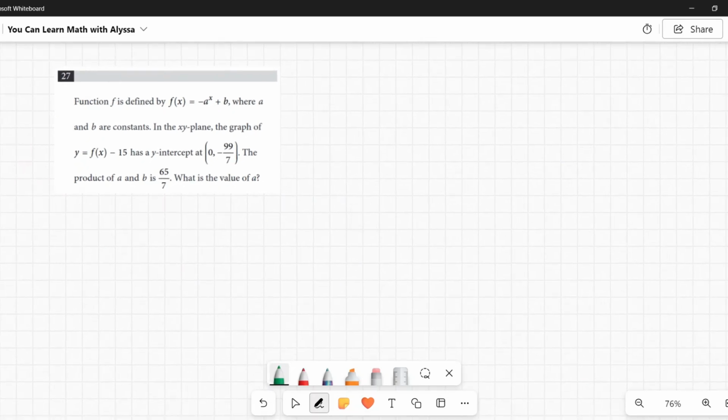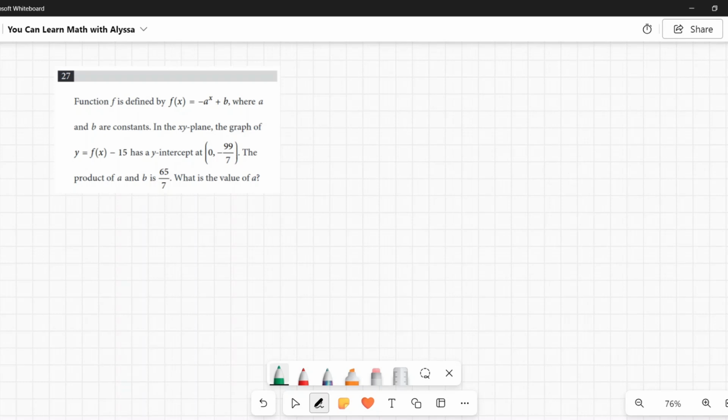Last problem. Well done. You made it. Number 27. Function f is defined by f of x equals negative a to the power of x plus b, where a and b are constants. In the xy plane, the graph of y equals f of x minus 15 has a y-intercept of 0 and negative 99/7.